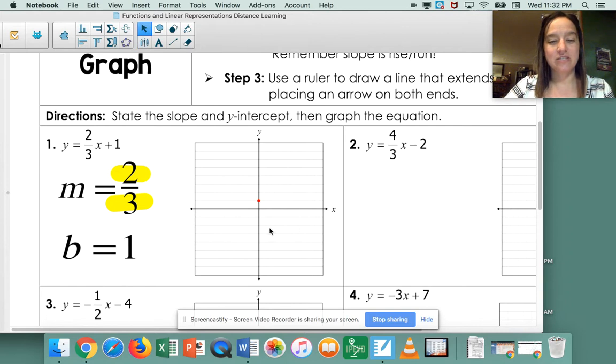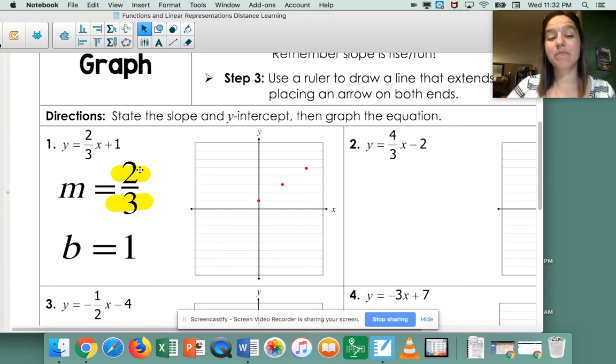Once I do that, I go ahead and count up: 1, 2, 1, 2, 3, and plot another point. Then I get to do it again: 1, 2, 1, 2, 3, and plot another point. Now the part I want you to understand is that if I wanted to do another point, I actually can't keep going up. Because I can't keep going up, can I go the other way? And the answer is yes.